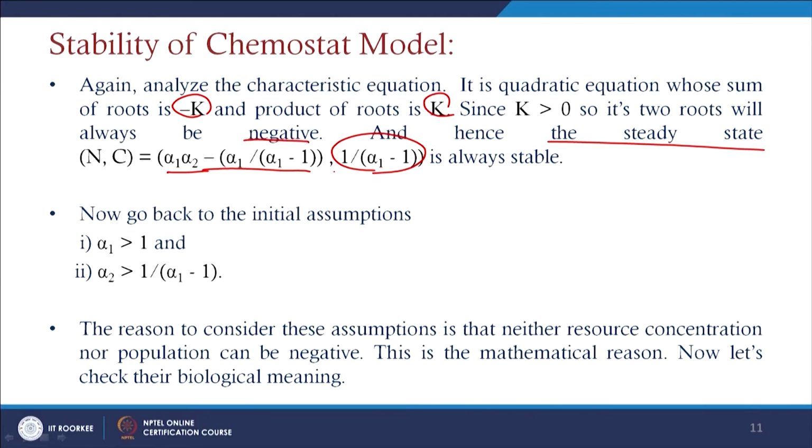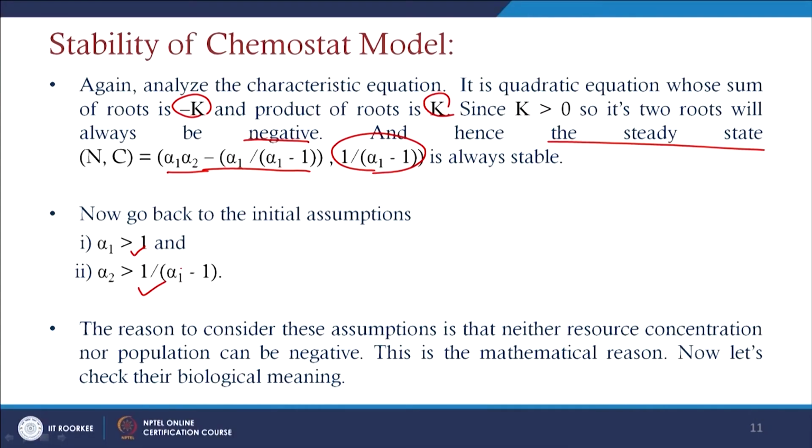Now, if we go back to the initial assumptions we have considered, that is alpha 1 greater than 1 and alpha 2 greater than 1 by alpha 1 minus 1. The reason, as I have already explained, is that neither resource concentration nor population level can be negative. If it were negative, then we would not have a population model there. If the population is there, then there will be growth.